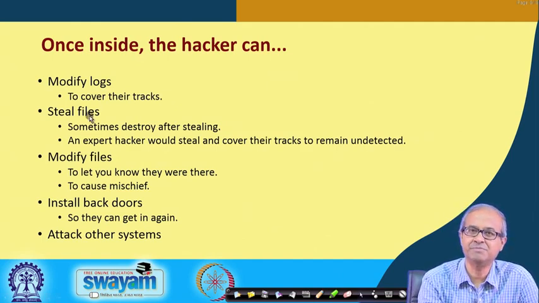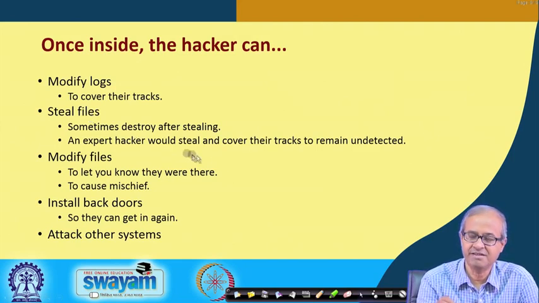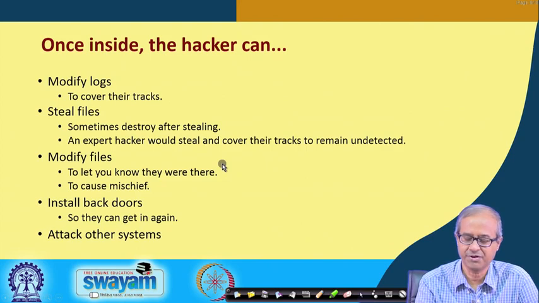Some files may be stolen. Sometimes after stealing, the files can be destroyed also. Okay?